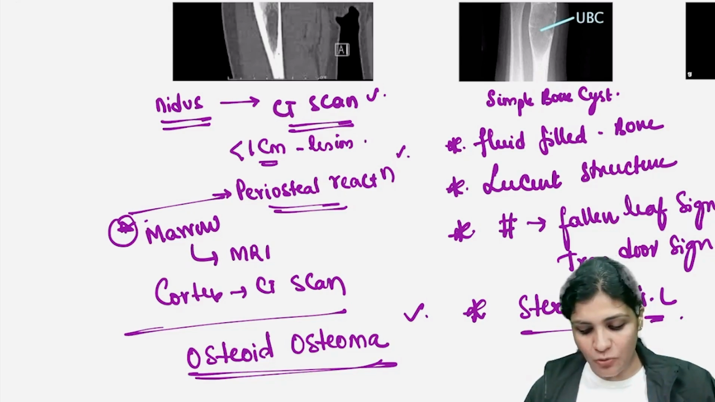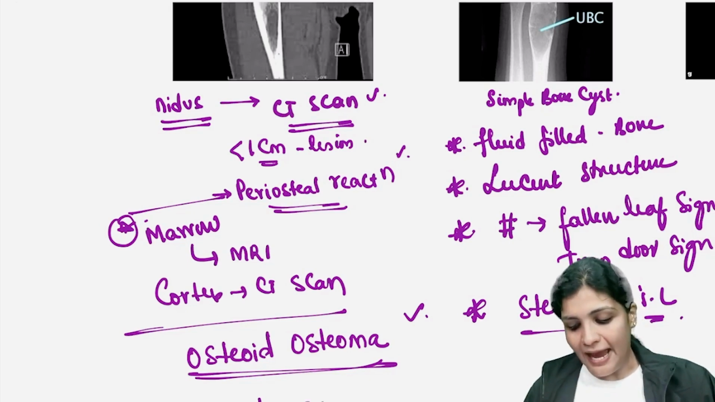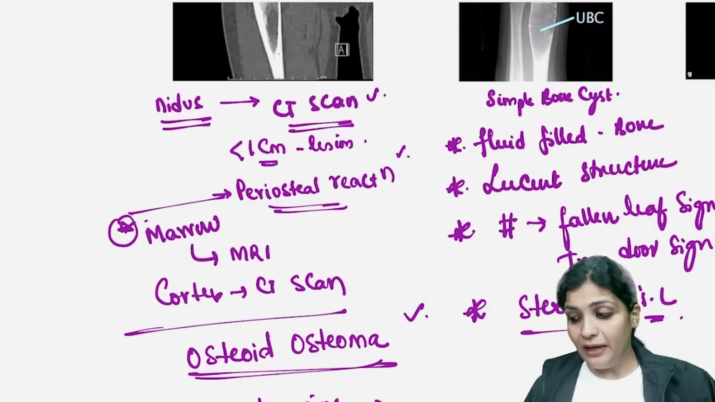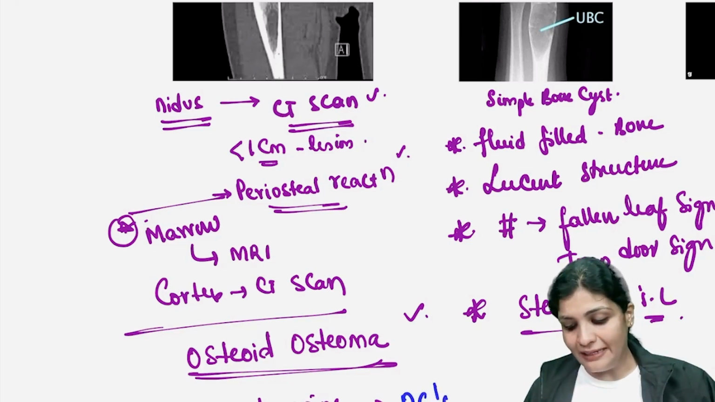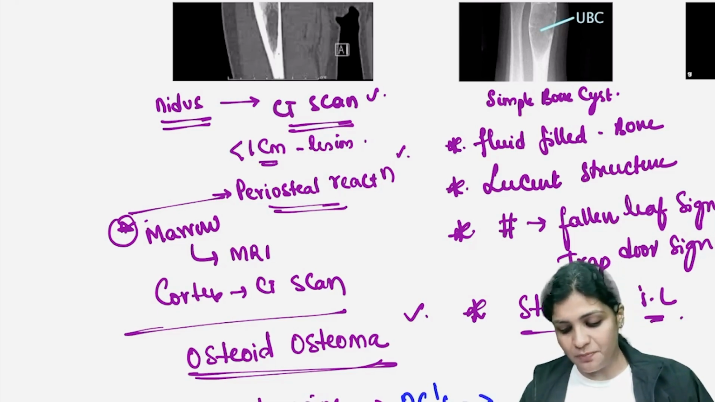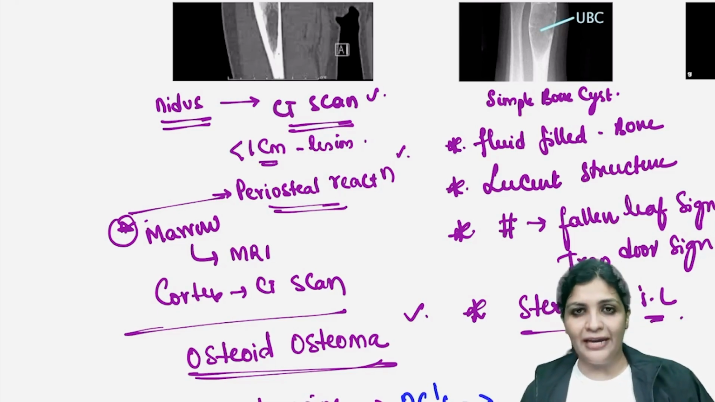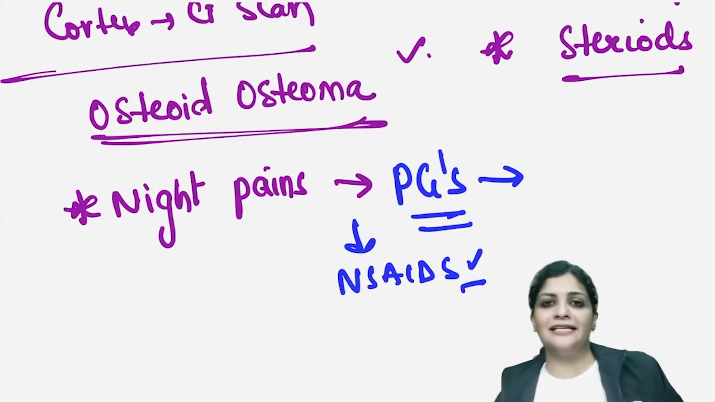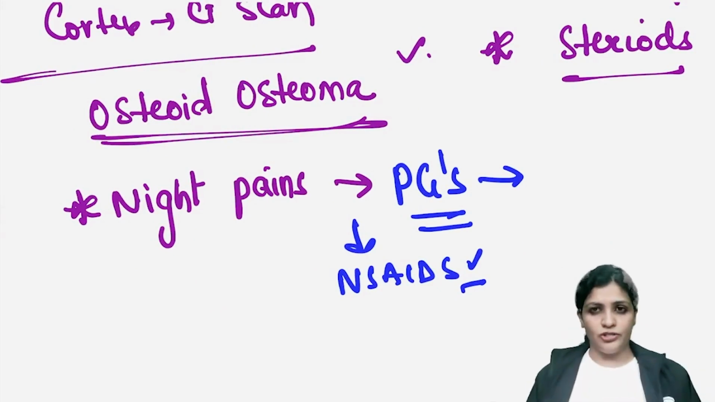Usually patients with osteoid osteoma suffer with night pains. And why night pains? Because in this tumor the prostaglandins are released, and when you treat them with aspirin or NSAIDs, it results in relief of the pain. And this is also considered a therapeutic treatment for osteoid osteoma.